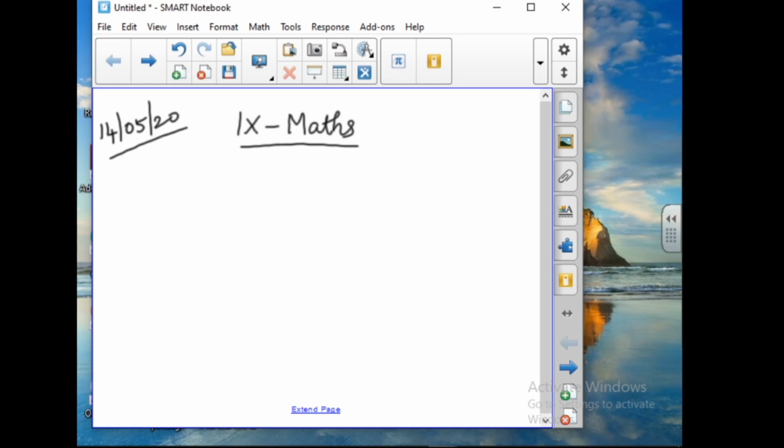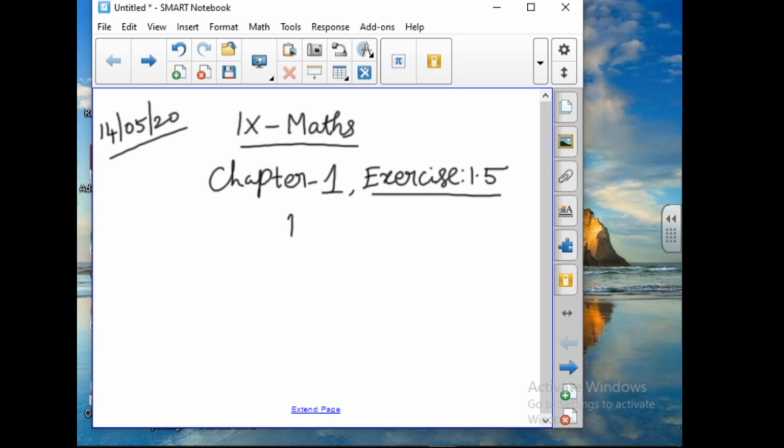Exercise number 1.5, Part 2. Okay, already we saw that three sums were completed. Now we are going to start question number 4.